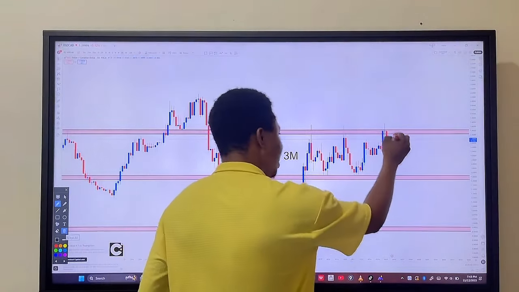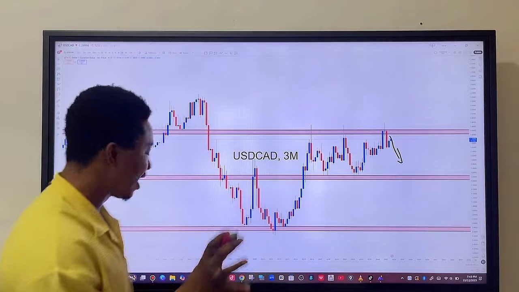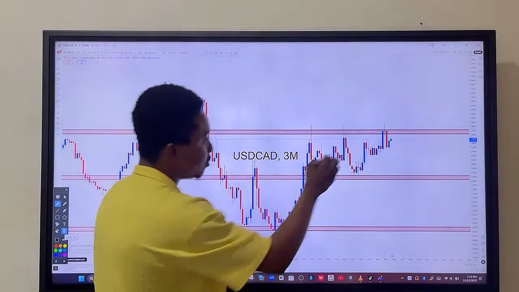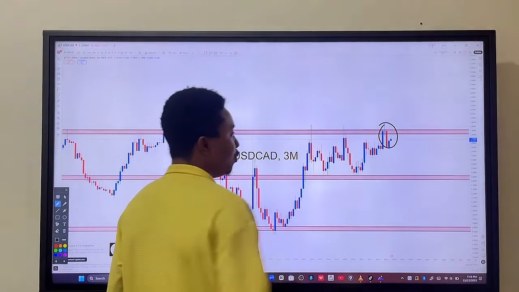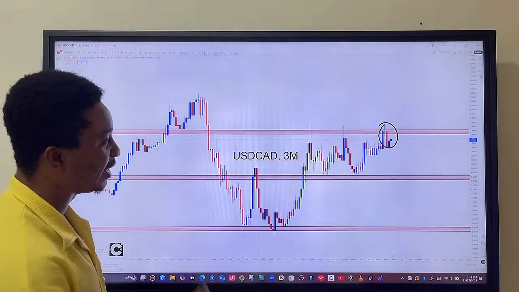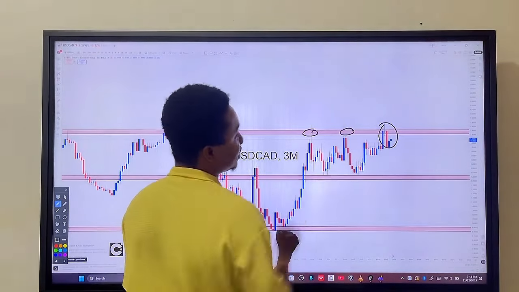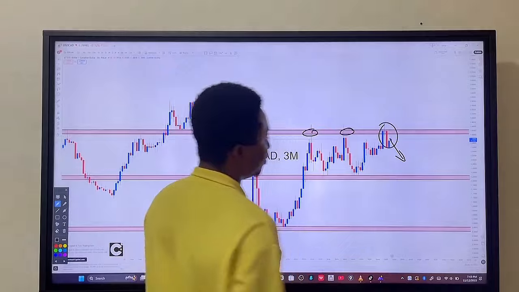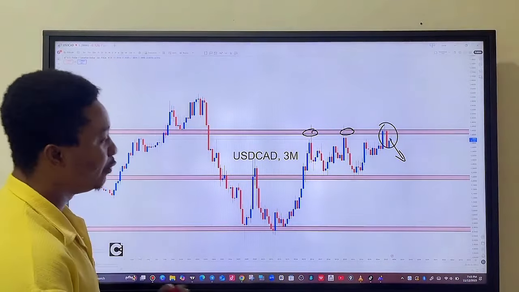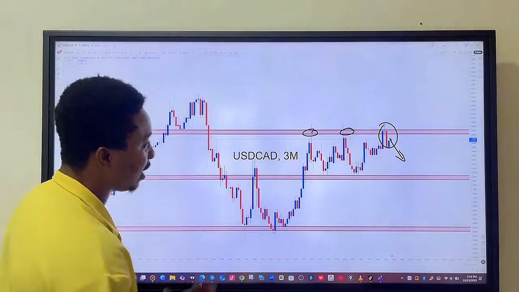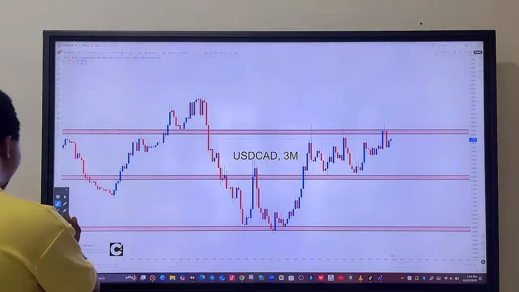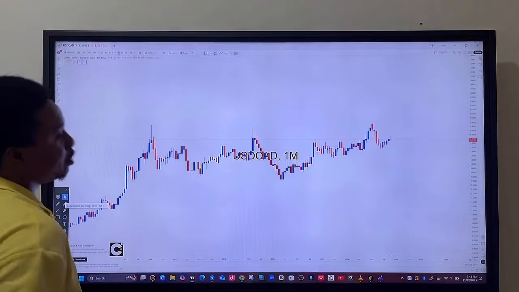Why? Because of this reversal candle, which is an evening star candle confirmation. So because of this evening star, it is very possible that price will see sell pressure and then drop all the way to the downside. So USD CAD, we're looking for selling opportunities. Now, how do we pick sales on USD CAD? Let's take it again to the monthly so that we can add another meaning to this analysis.